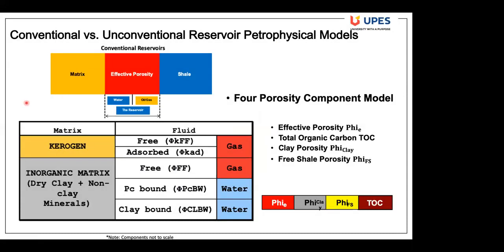So now coming to the conventional versus unconventional petrophysical model. Here we are considering two types of unconventional reservoirs. The first one is the tight gas reservoir, and the second one is gas shales, or shale gas reservoirs.